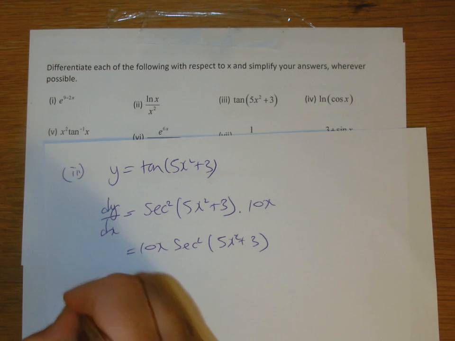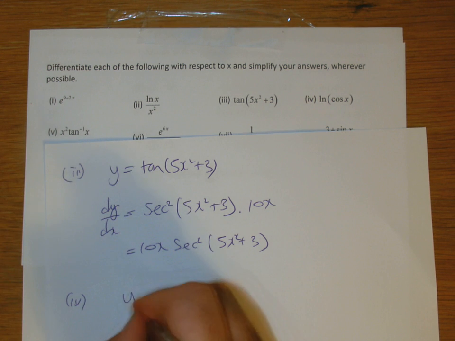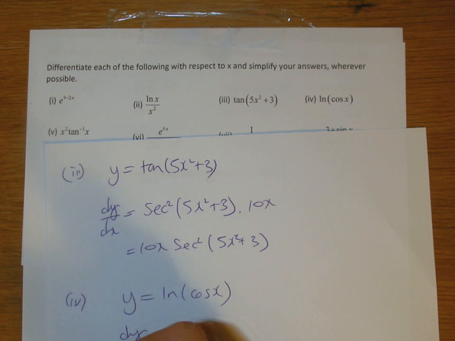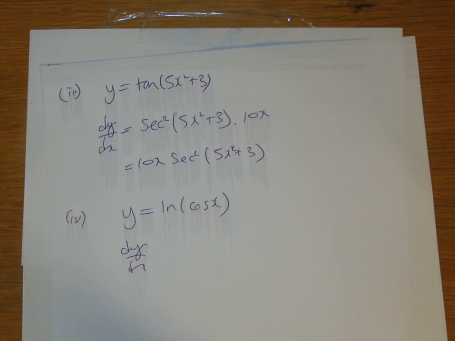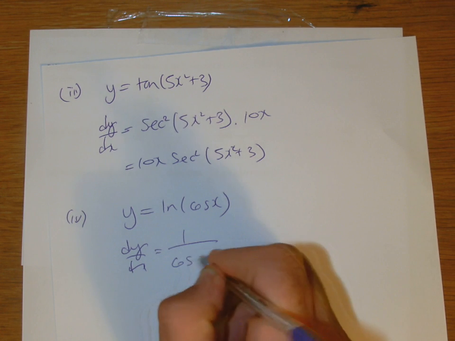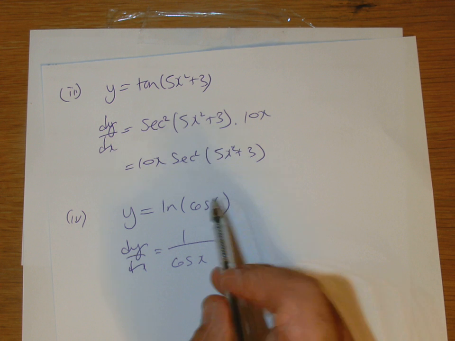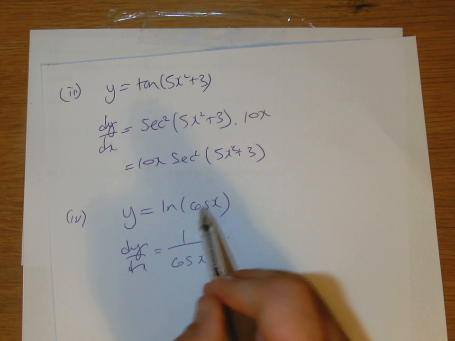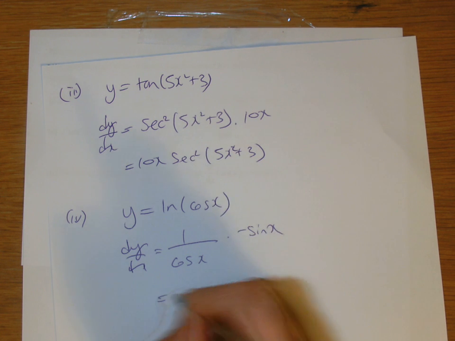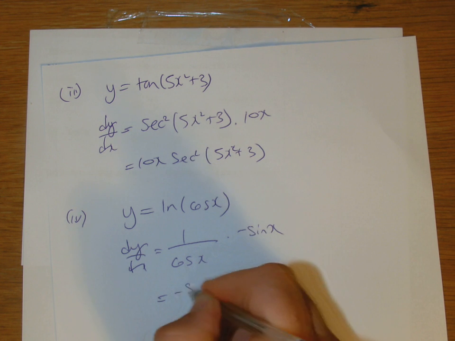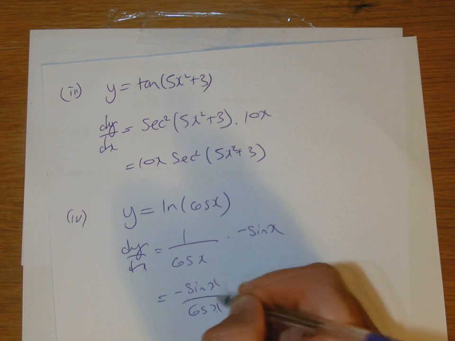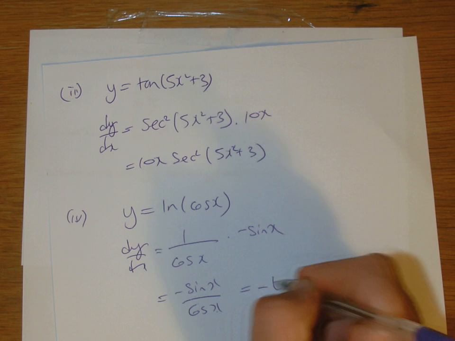Part 4, again, function of a function. So dy dx, differentiate the outside function, which is ln, so it'll be 1 over it, 1 over cos x, times then the derivative of that. Differentiate cos, you get minus sine x, so that's minus sine over cos. And if you think about it, sine over cos is tan, isn't it? So that will be minus tan x.